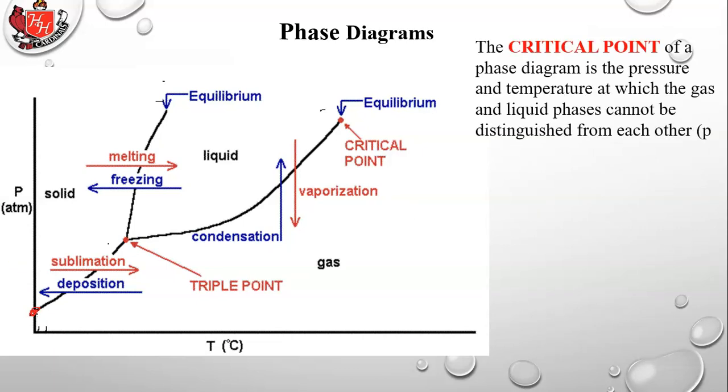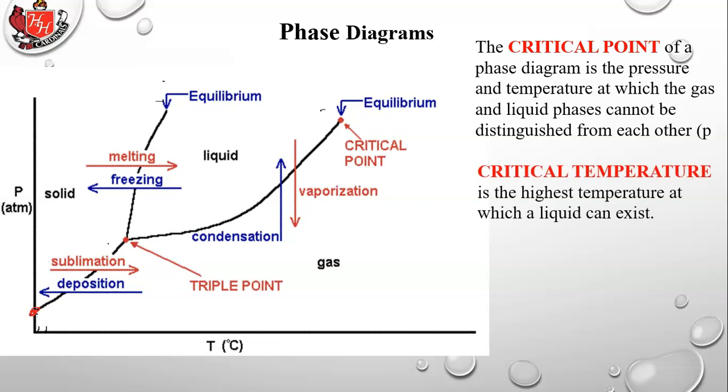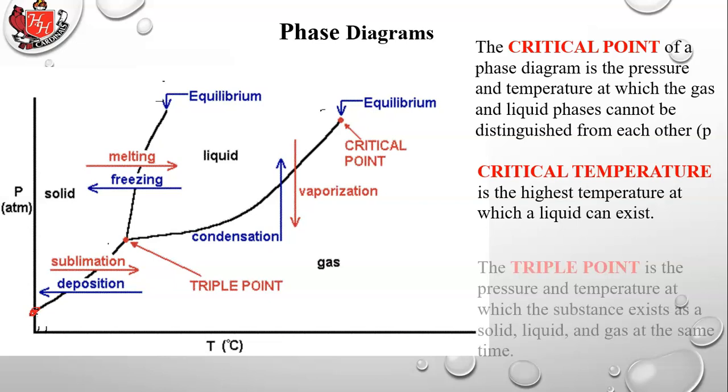The critical point of a phase diagram is the pressure and temperature at which the gas and liquid phases cannot be distinguished from each other. So you're getting up into very high pressures and very high temperatures. Critical temperature is the highest temperature at which a liquid can exist. So when you go above the critical temperature, it's going to be a gas at any pressure, no matter how high or low the pressure is.